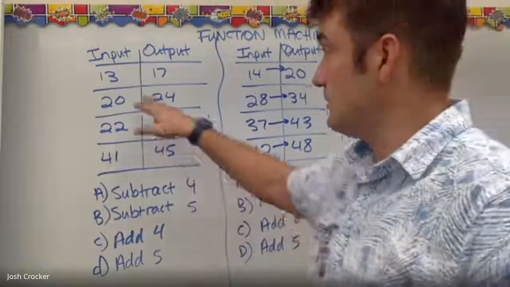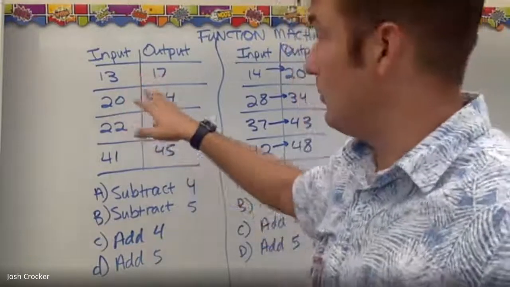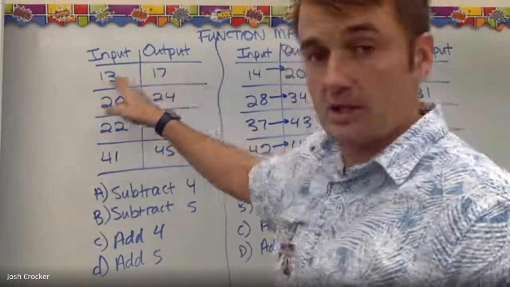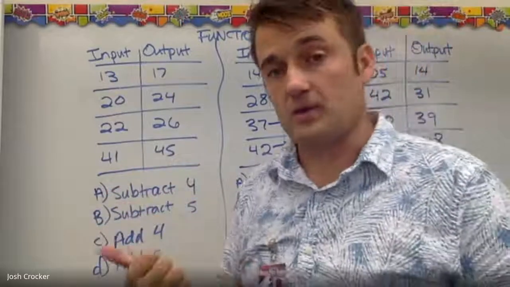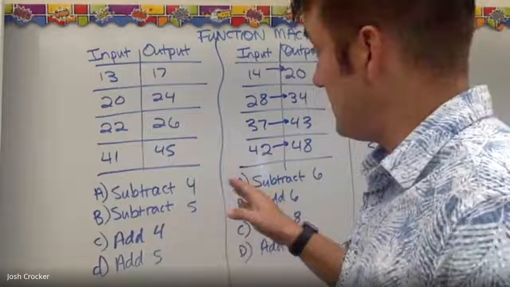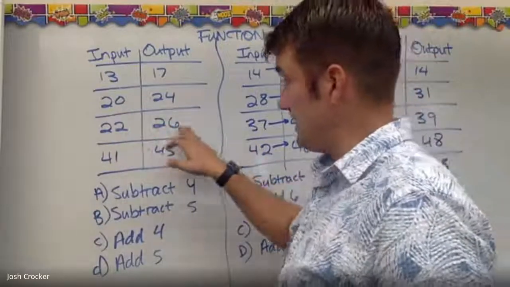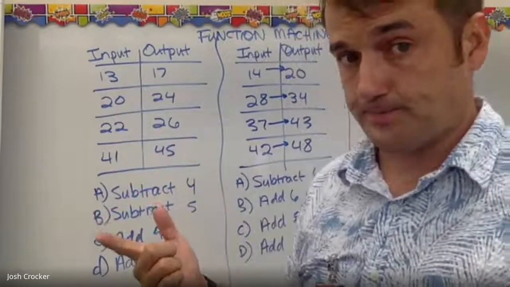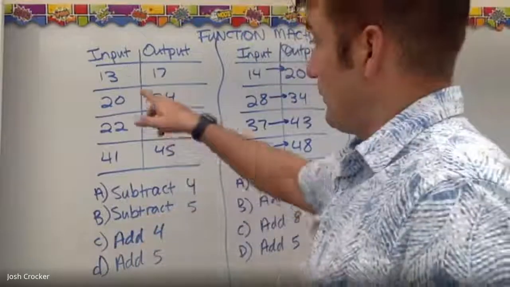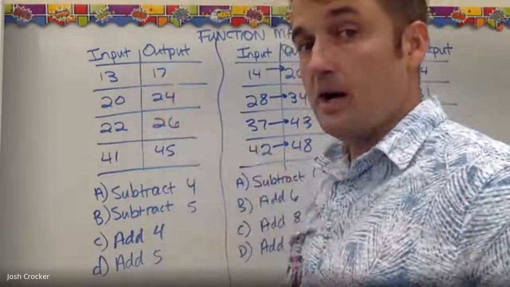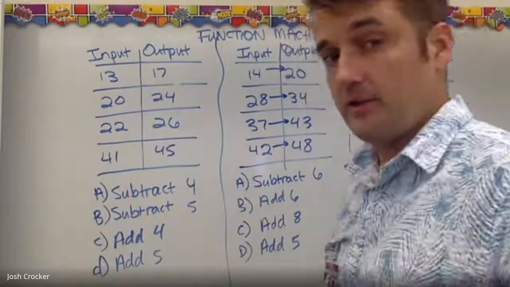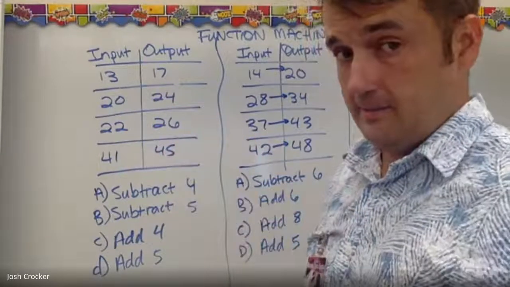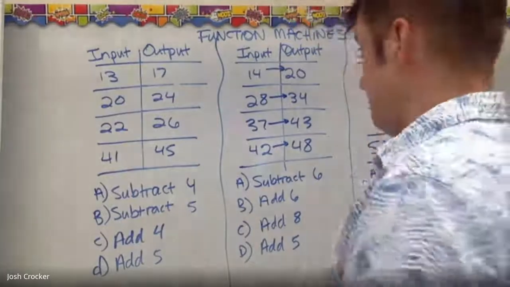Okay, so the first example here, we're looking at our input side first, and we notice that our output is going up, just like we did with patterns, right? Is it going up or down? 13 to 17, 20, 24, 22, 26, it's going up. So we know it's either addition or multiplication. Okay, so from 13 to 17, how much did it go up? And the way that you can figure that out, with these numbers being so close, we could just count 13, 14, 15, 16, 17. But you can always subtract.